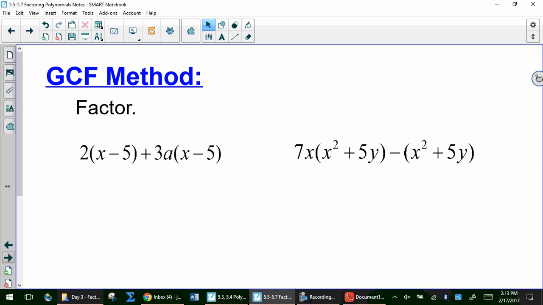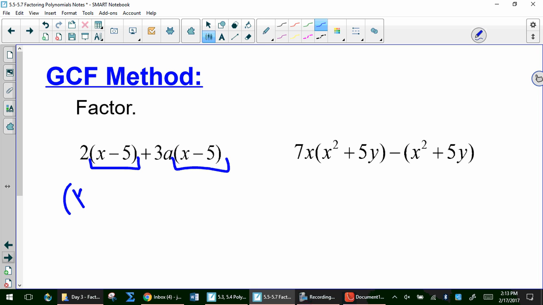Okay. So let's remind ourselves how we complete the greatest common factor method when we have problems like this. What do you remember of the GCF method of factoring, Willie? What's the greatest common factor of this expression? X minus 5. Yeah, so this expression, this binomial, is the GCF. So if we factor that out, what is left, Willie? You get x minus 5 times 2 plus 3.